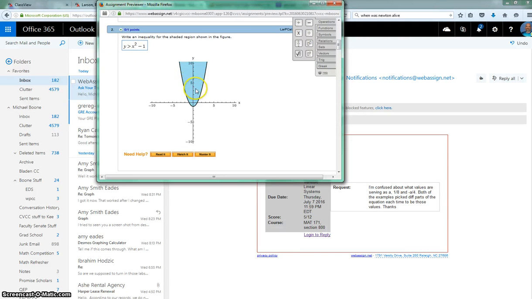One more thing looking at this: is this a dotted line or a solid line? It's a solid line. So after you hit the greater than symbol, if you hit greater than, just hit equals to as well, and it'll put the line underneath. So that's what this would look like for me.